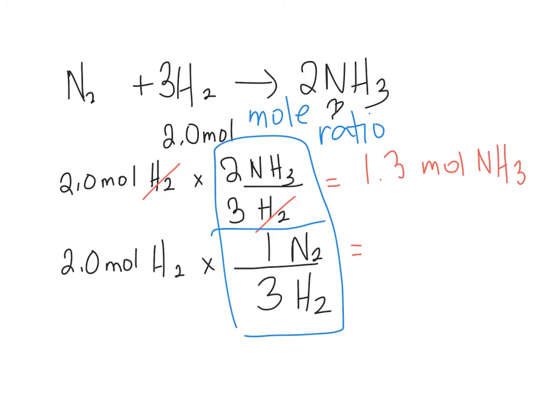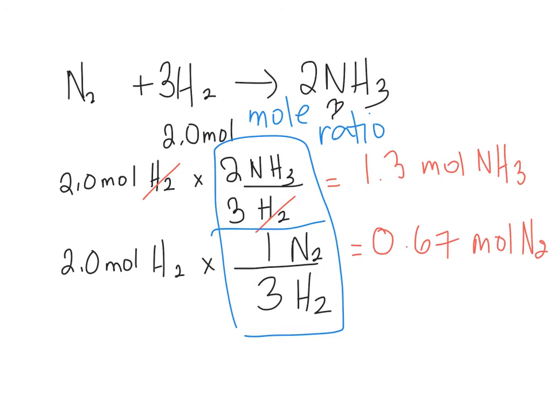Two divided by 3? 2/3? 0 point? So if I want to do a reaction between these two, I will need 2/3 of a mole of nitrogen to 2 moles of hydrogen, and I can produce 1.3 moles of ammonia if I use that much.